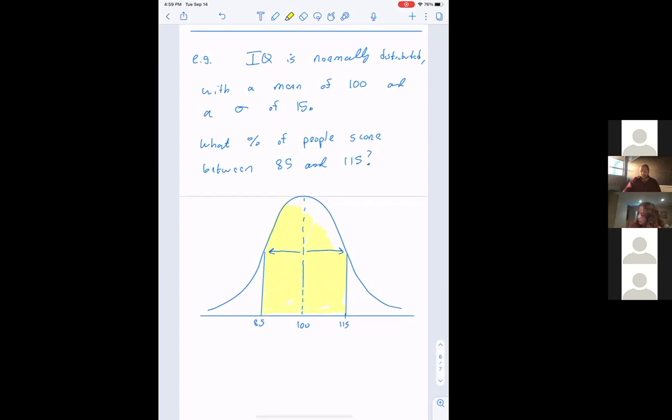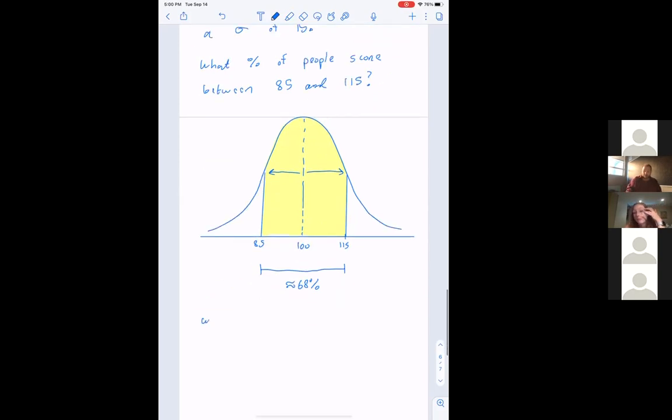But what is the total area under the curve? What's rule number 2 of being a density curve? What's the total area under the curve? It's got to be 100%. So if the yellow shaded part is 68% of the total area under the curve, the yellow part must represent 68% of the area, or just 68%, correct? So which means from 85 to 115 is approximately 68% of scores. Yes, no, maybe so?